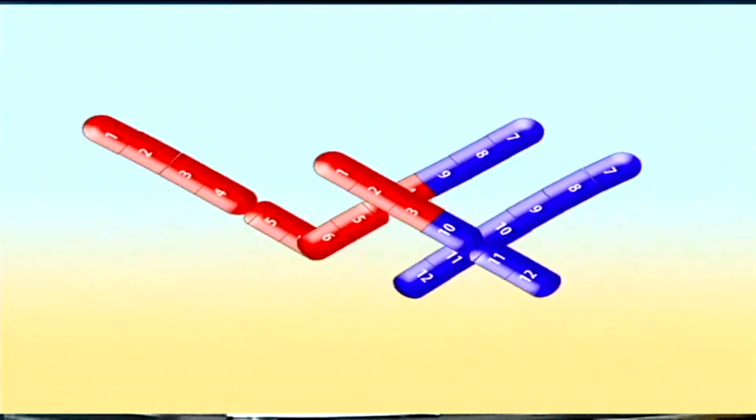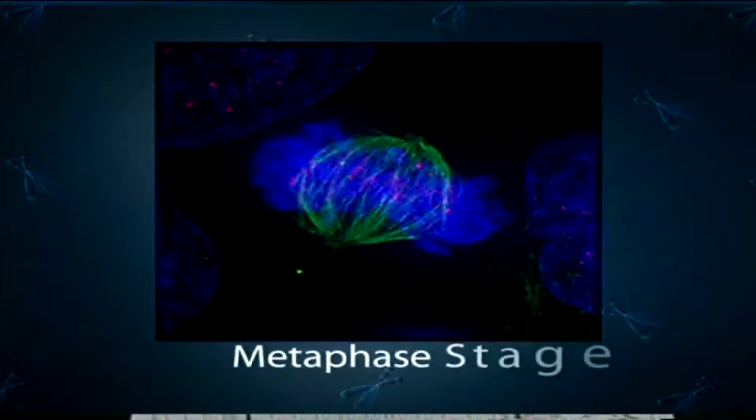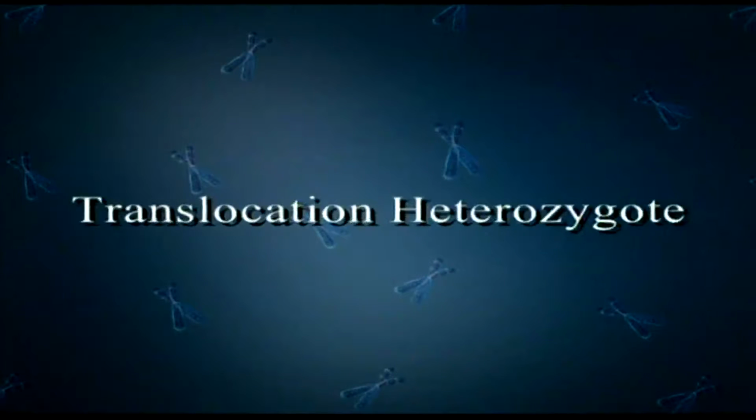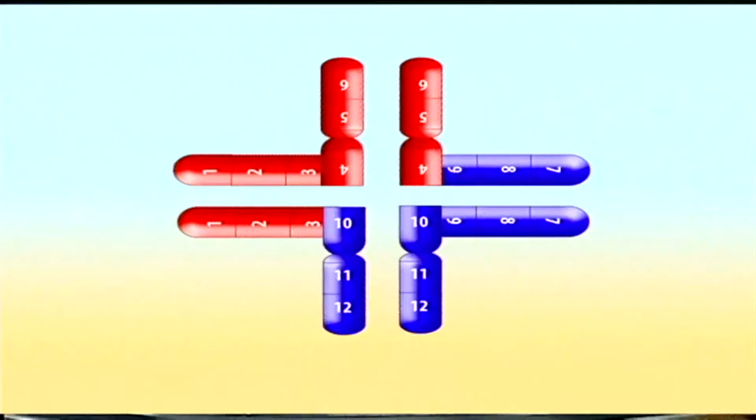Sometimes 2 chiasmata are broken between 2 different arms, then at that time 2 bivalents are formed. Sometimes a chain of 3 chromosomes and a single univalent is formed of this quadrivalent at metaphase stage. However, out of all these constitutions, the ring quadrivalent is one of the most important constitutions of the translocation at metaphase stage. In fact, translocation heterozygotes are identified by the presence of a translocation ring at metaphase stage, or sometimes also by a plus-shaped figure at Pachytene stage.